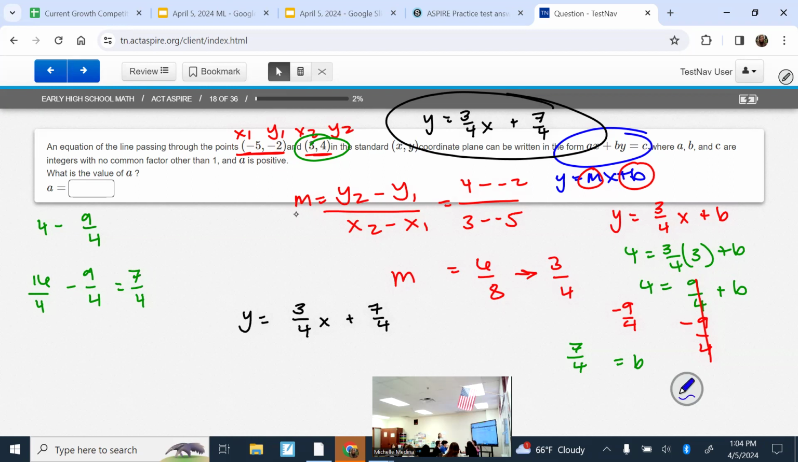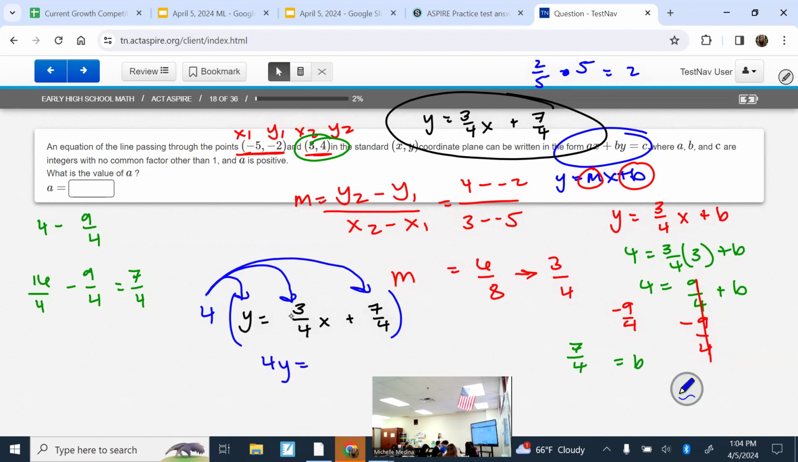Works with any fraction. If I want to do 2/5 and I want to make that a whole number, I multiply by 5. And then the whole number is 2. So if I want to make this a whole number, I can multiply by the denominator 4. But if I have to do it to one, I have to do it to all. So then I get 4y equals, what's 4 times 3/4? 3, good. So that's the whole point: if you multiply by the denominator, it cancels and becomes the numerator. What's 4 times 7/4?